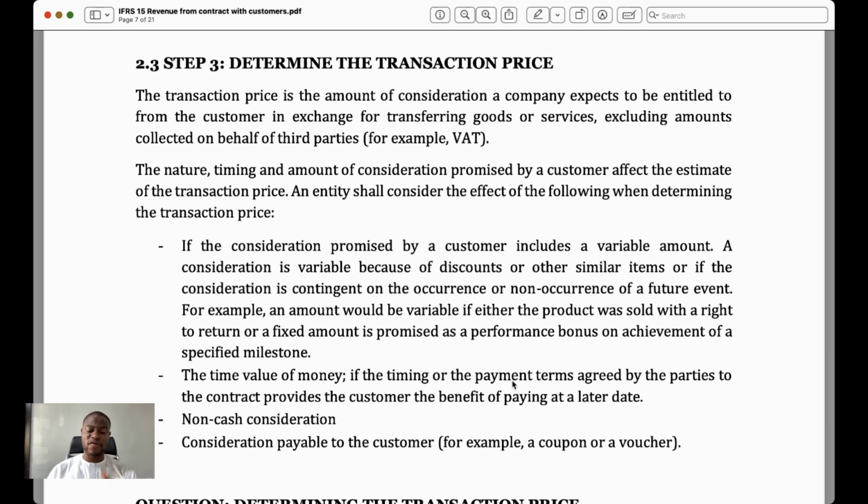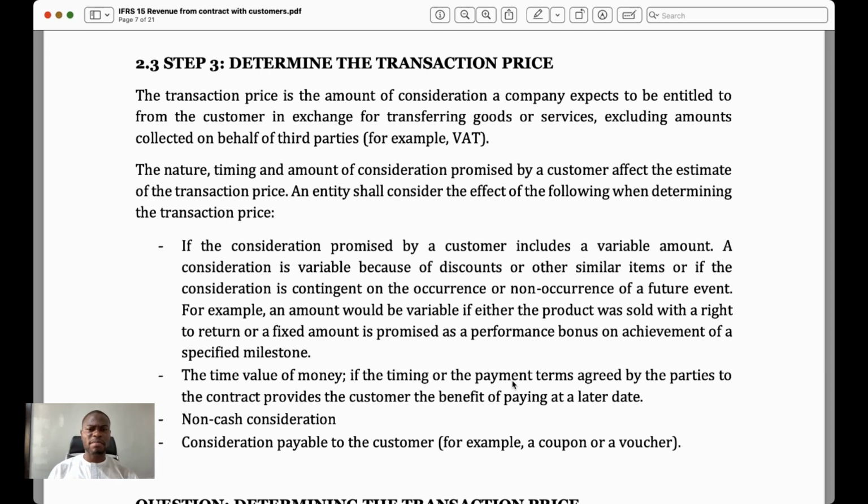Of course, VAT is money you are collecting on behalf of government, so that can never be recognized as revenue. That is not a transaction price. So the consideration, which mostly will be money that you're expecting from your customer, which of course you'll have invoiced or you have agreed in the contract, is the transaction price.